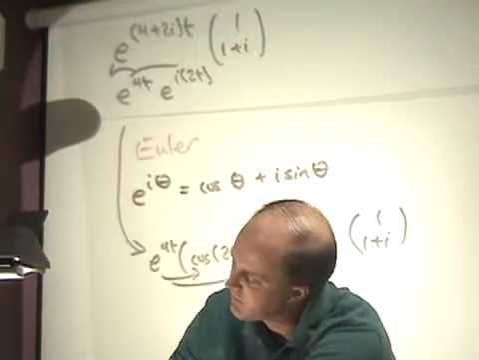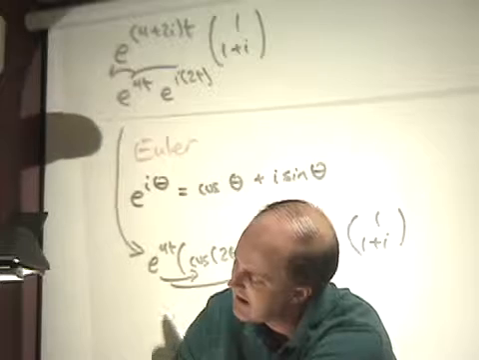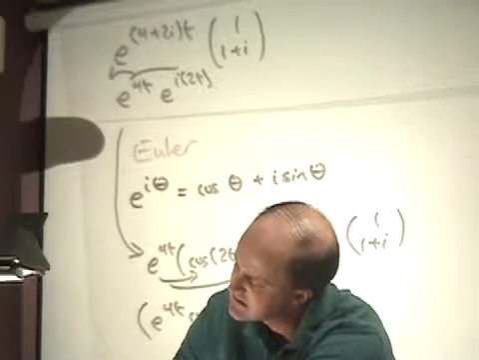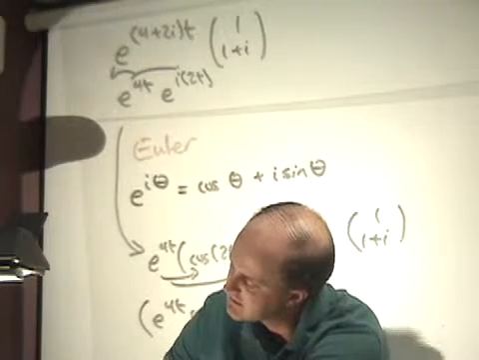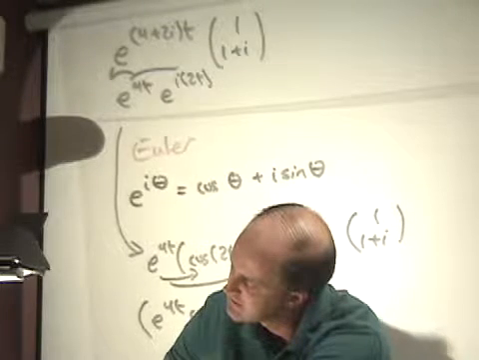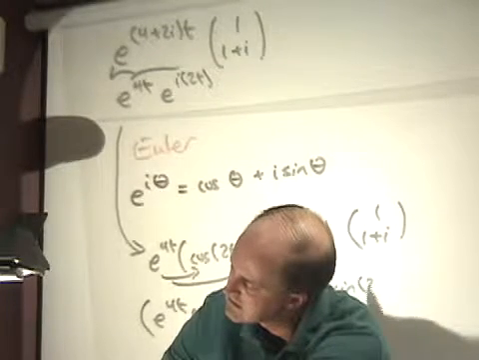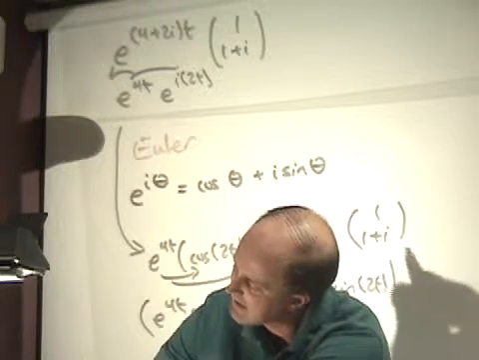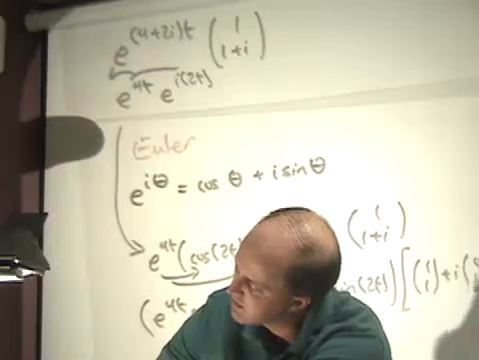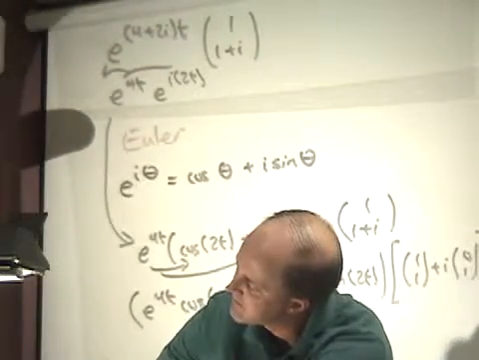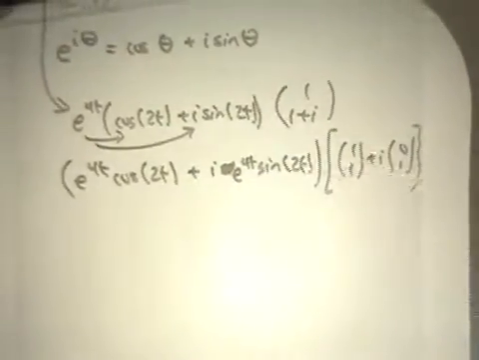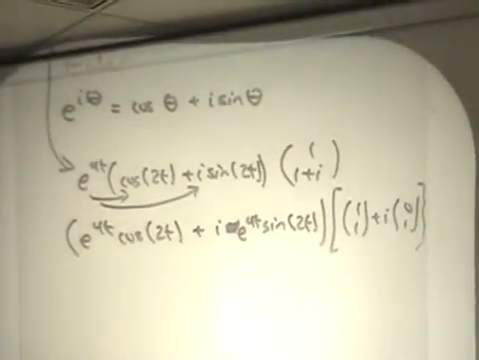I can distribute the e to the 4t through. And it might also be helpful to split this vector up into two pieces, like this, as the vector 1, 1 plus i times the vector 0, 1. Does that make sense? Hopefully. But I can write that vector that way.